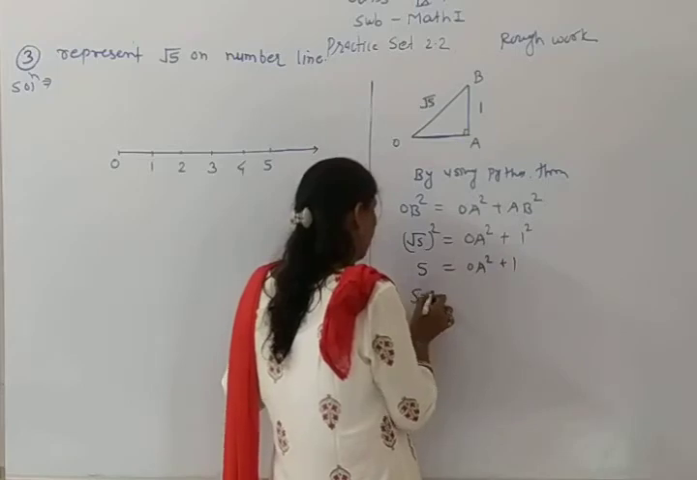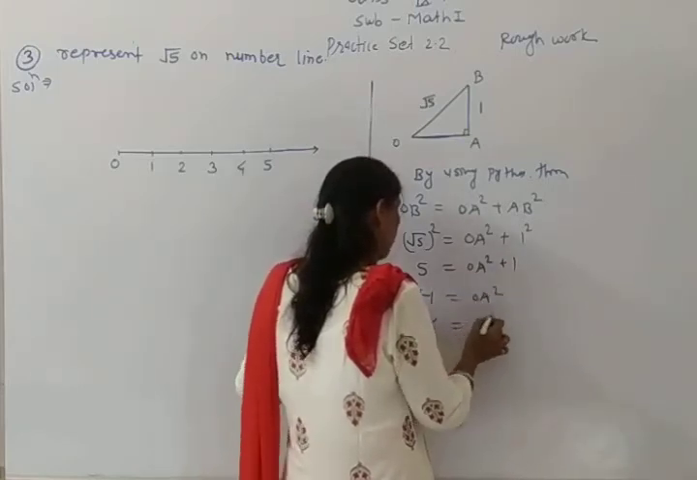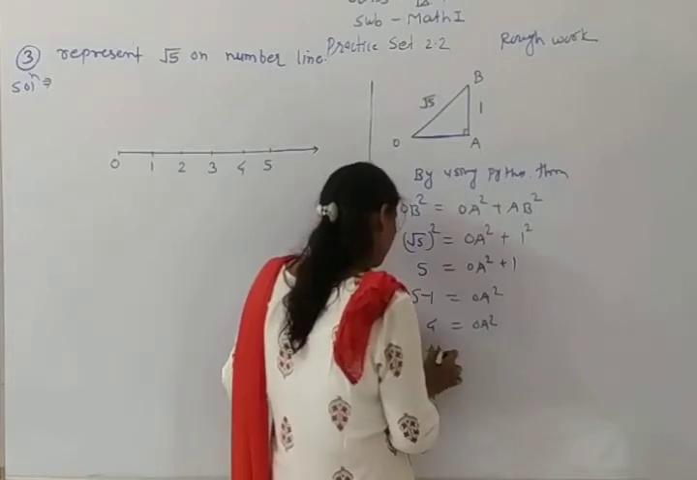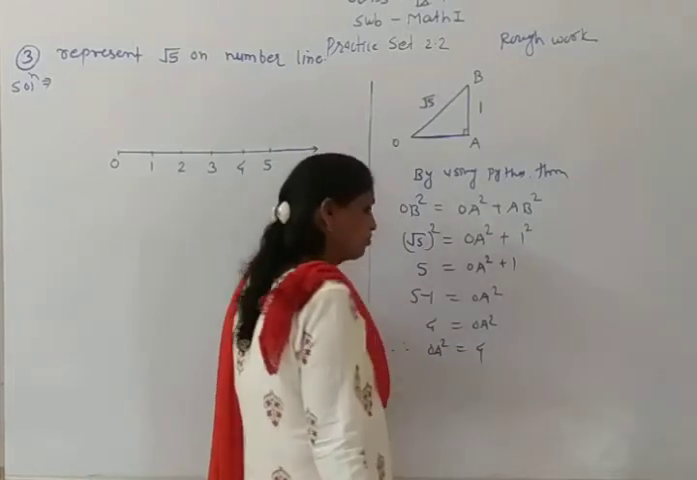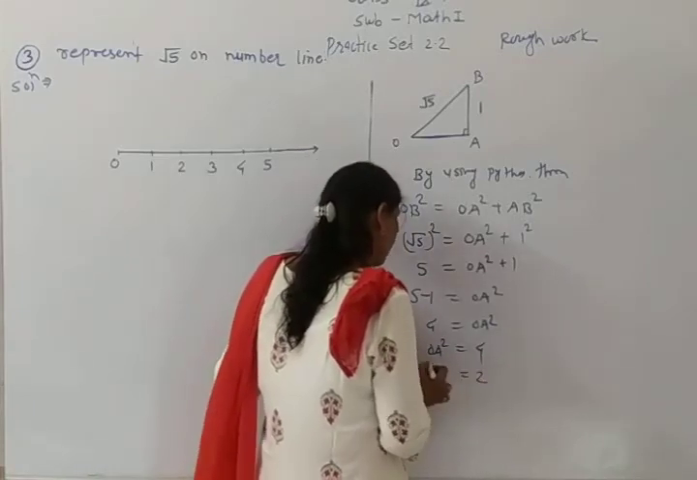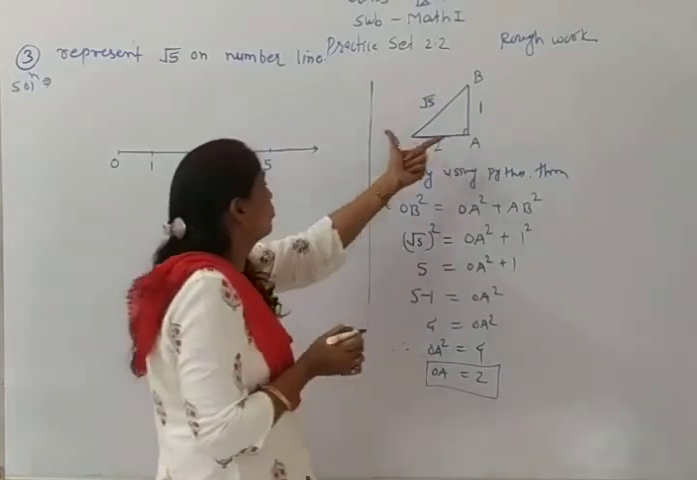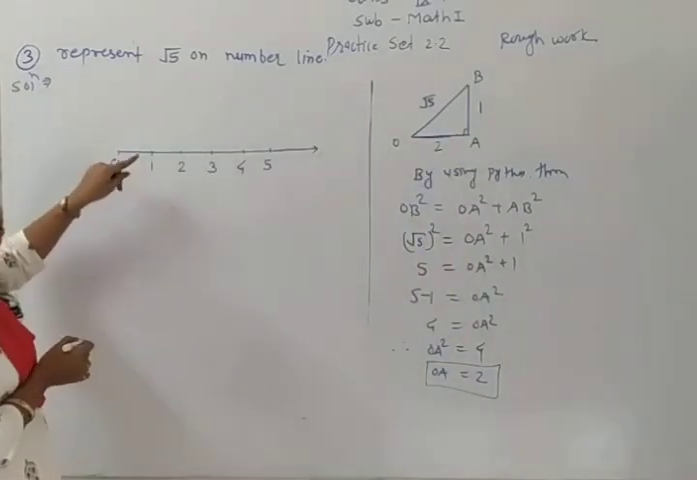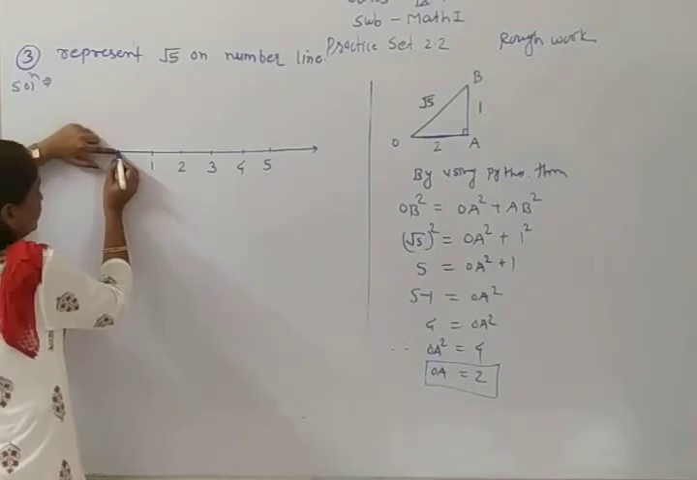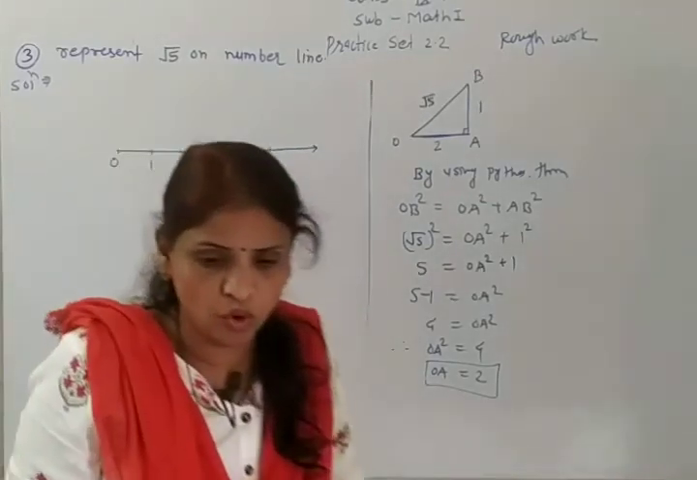Then 5 minus 1 equal to OA square. 4 equal to OA square. Therefore, OA square equal to 4, and then find the value of OA. So taking square root on both sides, that is OA equal to 2. So take a distance OA equal to 2 centimeter on the number line.